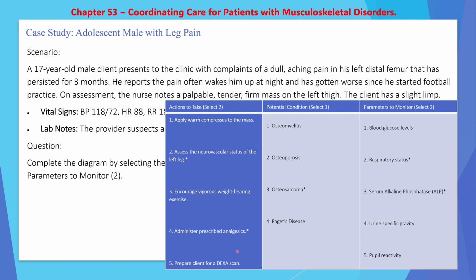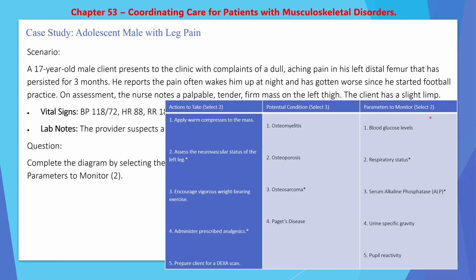So the incorrect options: warm compresses increase blood flow, which could promote tumor growth and spread. Vigorous exercise is contraindicated due to risk of pathological fracture. DEXA is for osteoporosis, it's not for this.